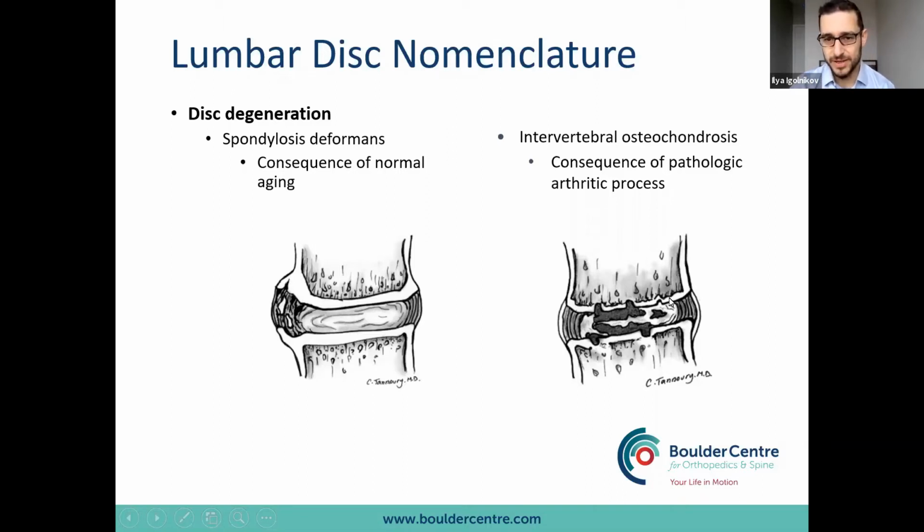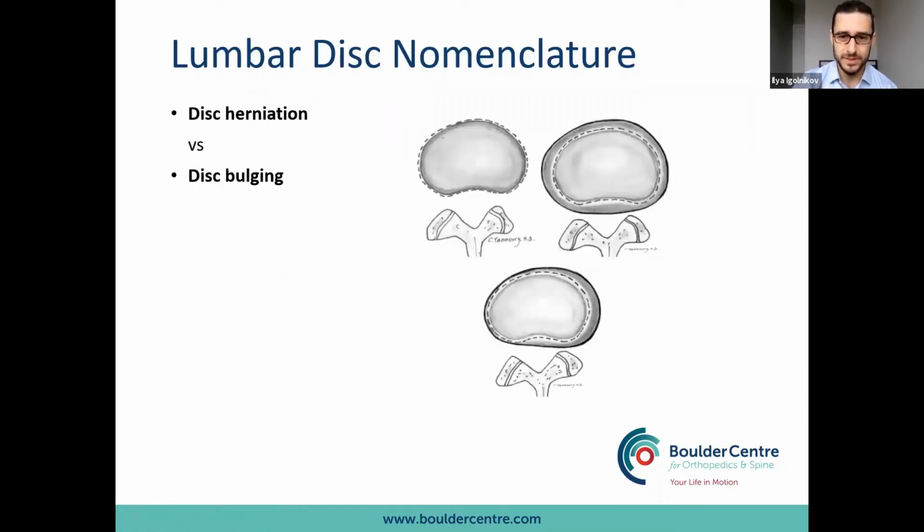And then this area on the right, this schematic is what's called intervertebral osteochondrosis. And this is more of a consequence of arthritic process like rheumatoid arthritis, psoriatic arthritis. And you can see more the disc end plate here is damaged, and you see more damage centrally here, and the periphery of the disc maintains its shape and structure.